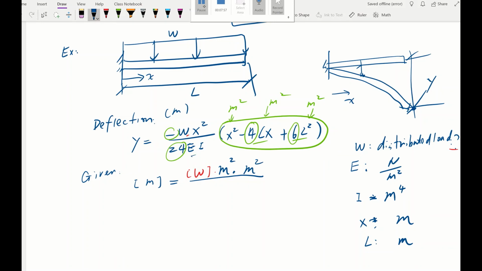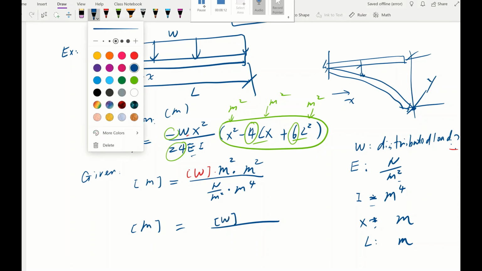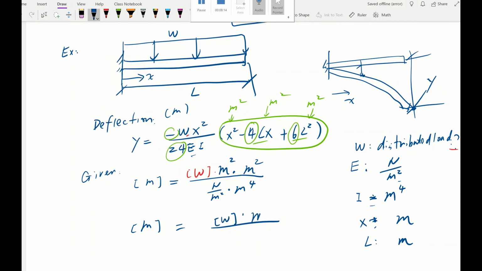Then look at the bottom. E is the elastic modulus, going to have a unit of Newton per meter square. I, the moment of inertia, is meter to the power 4. Now again, just write down the left hand side and the right hand side. We are solving for omega, and then here we have meter to the power fourth, and Newton per meter squared times meter to the power fourth. Then that cancels out. What we have over here is going to be the unit for omega, and this is Newton per meter square.